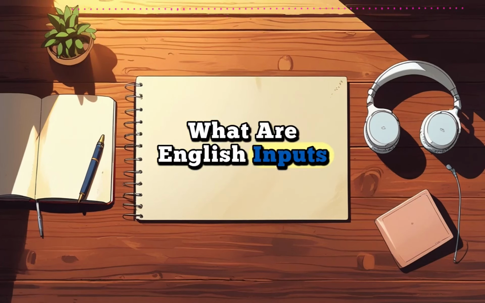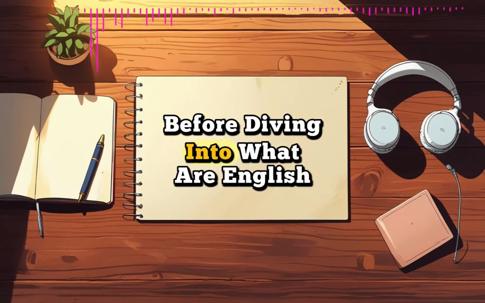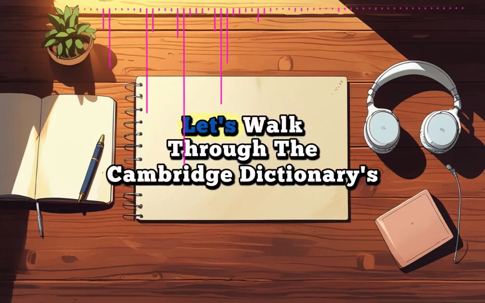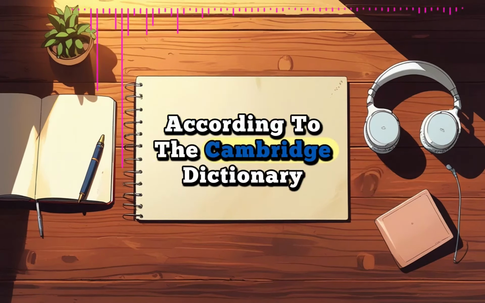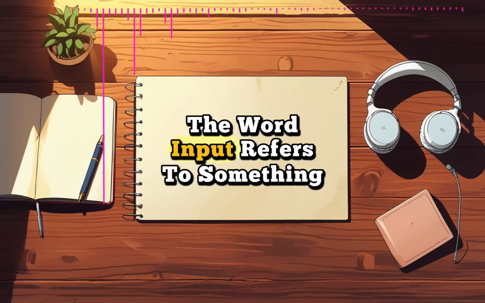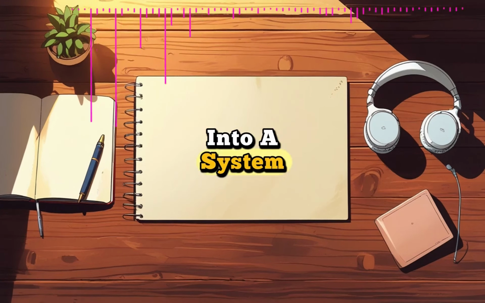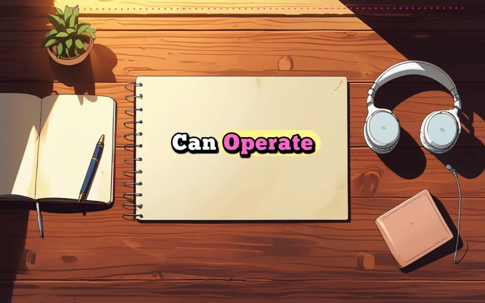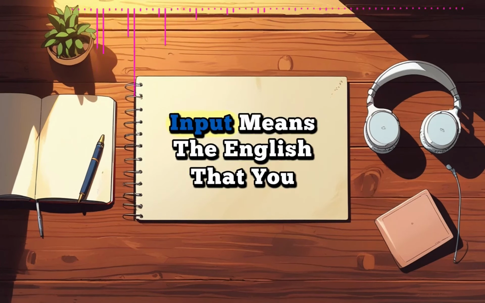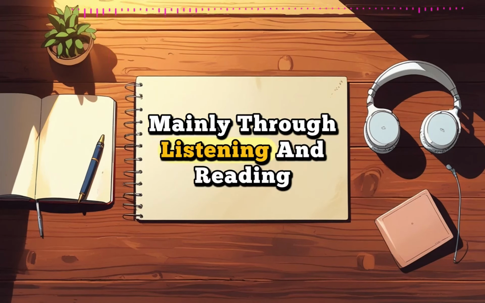What are English inputs? The foundation of language learning. Before diving into what are English inputs, let's walk through the Cambridge Dictionary's definition of input. According to the Cambridge Dictionary, the word input refers to something such as energy, money, or information that is put into a system, organization, or machine so that it can operate. In language learning, input means the English that you receive and absorb, mainly through listening and reading.